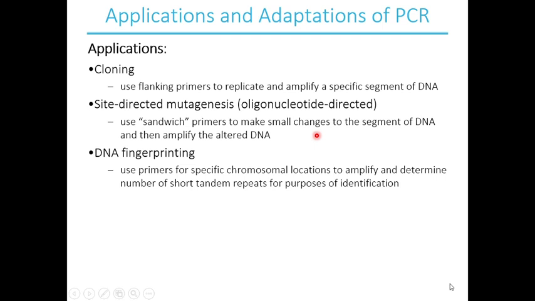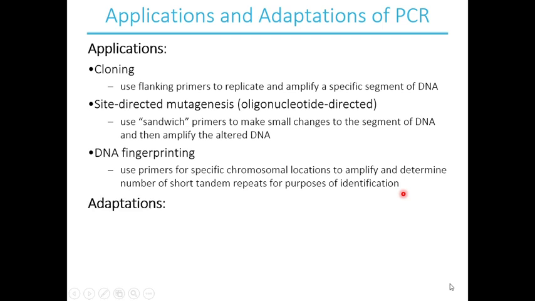DNA fingerprinting. This has immense potential and application as well. PCR techniques are used here, and primers are used for specific chromosomal locations to amplify and determine the number of short tandem repeats for purposes of identification. I'll be talking about DNA fingerprinting later on.